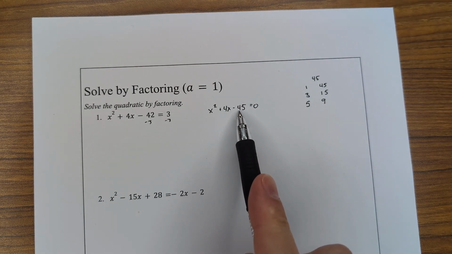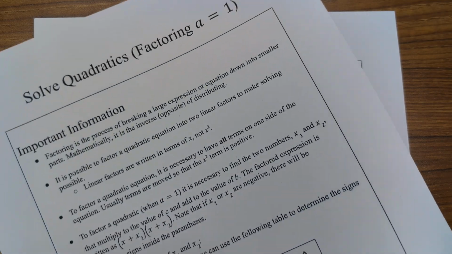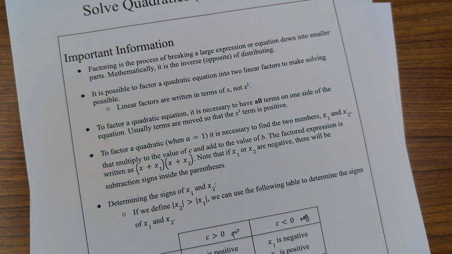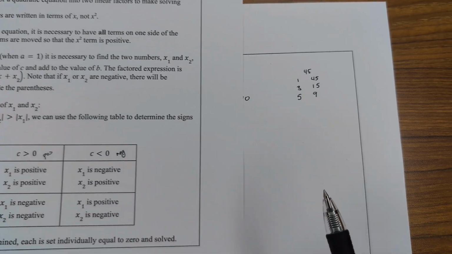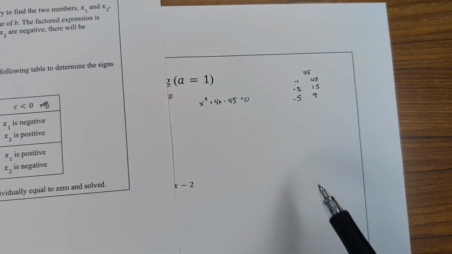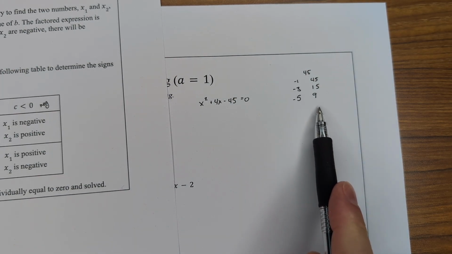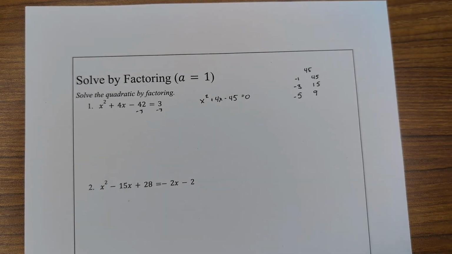Now, my c value is negative and my b value is positive. So if c is negative and b is positive, we're in this box down here. x1 is negative, x2 is positive. x1 is always the smaller, the one on the left, and x2 is always the larger, which means in these factor pairs, the smaller factor is negative, the larger factor is positive. And then I need the pair that adds up to positive 4.